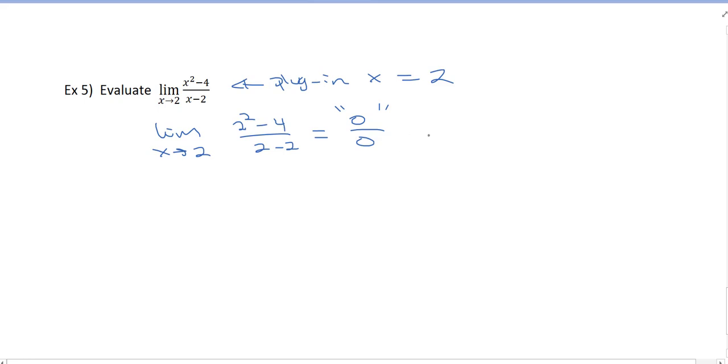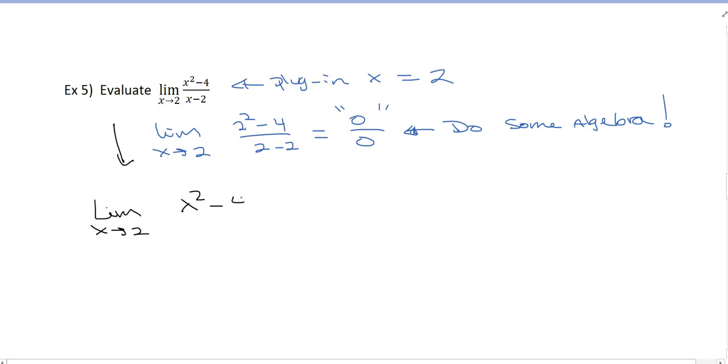Up until this point, you've been told that this is undefined, but now we're in calculus. So this is not undefined. This has a limit. We need to find it. And so we're going to do some algebra. So when you get 0 over 0, this means do some algebra. So what is the algebra that we are going to do? I'm going to take my limit and try to figure out, okay, what kind of algebra can I do with this function, x squared minus 4 over x minus 2? Notice that I can factor the numerator.